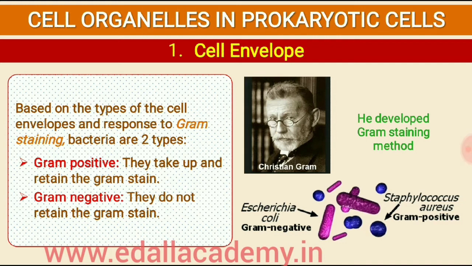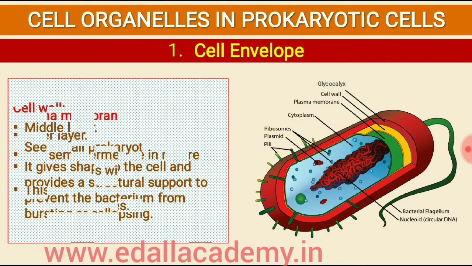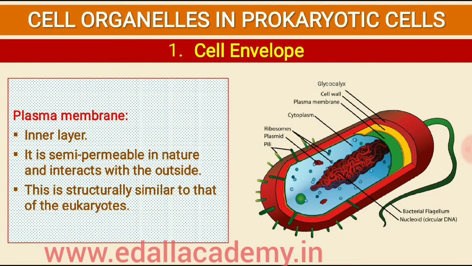The cell wall determines the shape of the cell and provides a strong structural support to prevent the bacterium from bursting or collapsing. The plasma membrane is semi-permeable in nature and interacts with the outside world. This membrane is similar structurally to that of the eukaryotes.